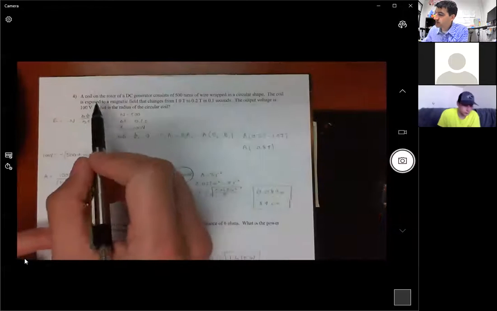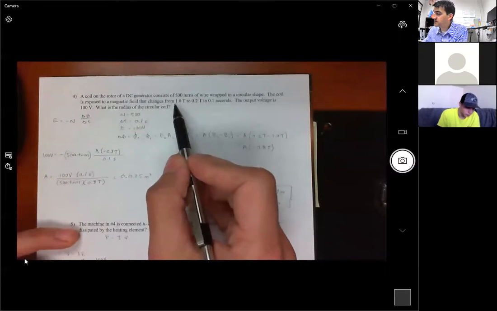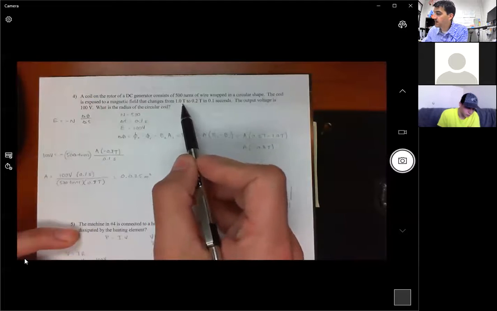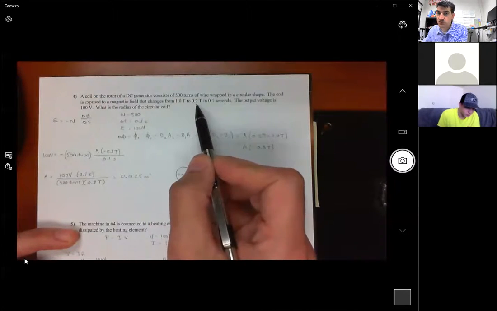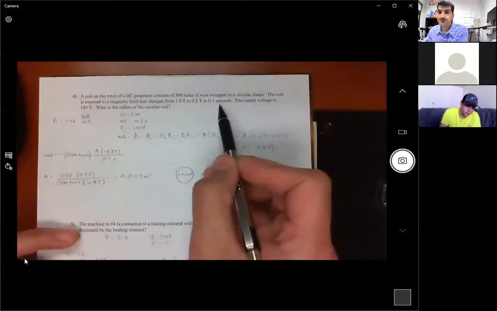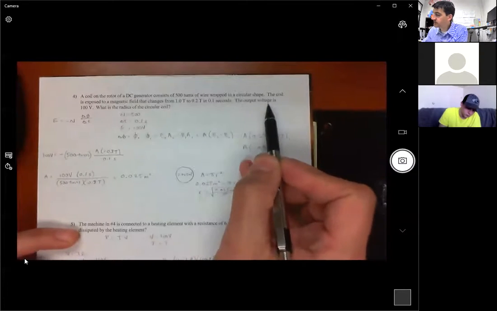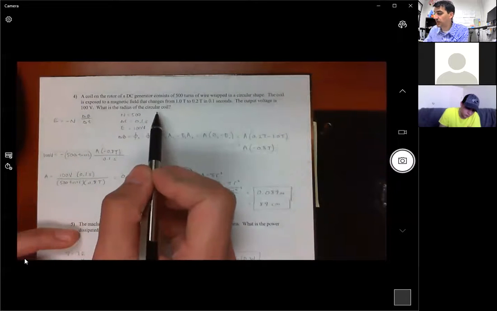The coil is exposed to a magnetic field that changes from 1.0 Tesla, so that's B1, to 0.2 Tesla, so that's B2, in 0.1 seconds, so that's delta T. The output voltage is 100 volts. What is the radius of the circular coil?